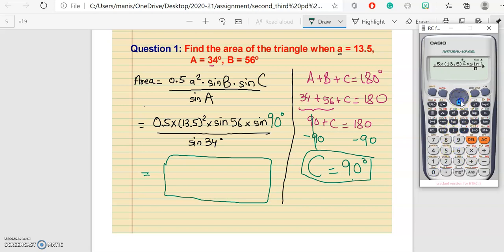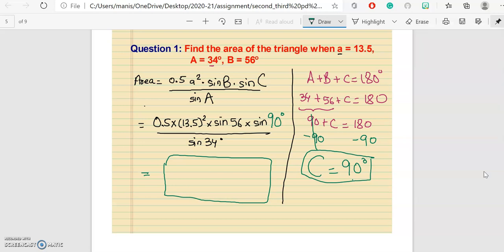Now I will come to the denominator part. This is sine of what, sine of 34 degrees, and I have closed this, and my answer is 135.09. Now again, do keep in mind, since we are finding the area, you have to write the answer with square units. So that's the answer for this question.